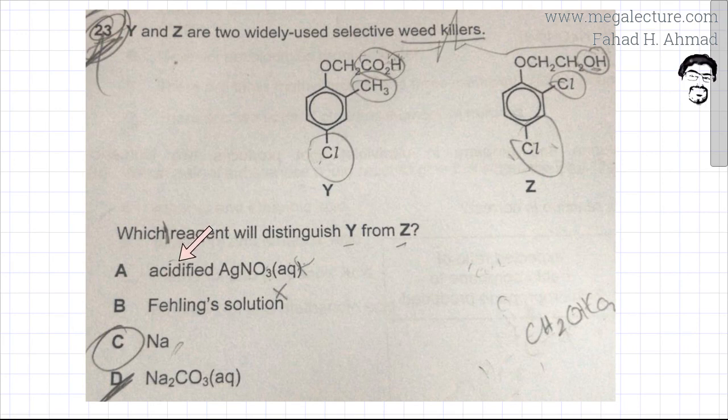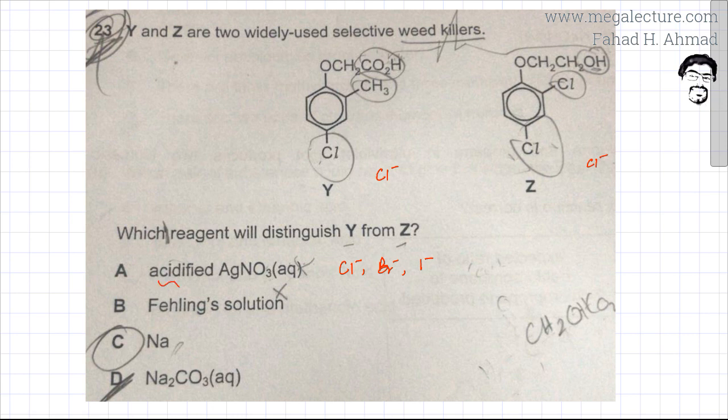Let's start with option A. The first one is acidified silver nitrate. Of course, remember acidified silver nitrate is used to identify halides. Cl-1 gives a white precipitate, Br-1 gives a pale cream precipitate, I-1 gives a yellow precipitate. Now, in both these molecules, you have chlorine in them. That's the only halogen that's present. So there would be chances that some of the chlorine would break off and form Cl-1 ions. So there might be Cl-1 ions present in the solution.